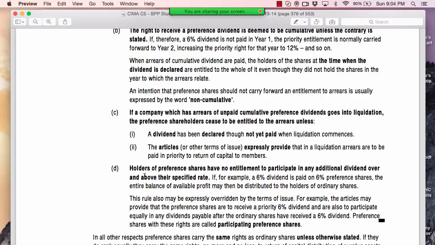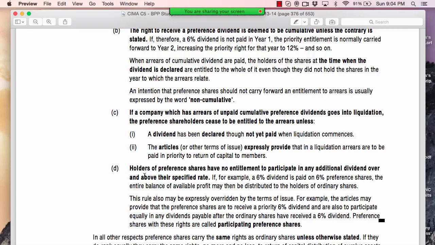Wasn't it liquidation preference? If a company has arrears of unpaid cumulative preference, it means that they don't pay the preference dividends, and all of those dividends are accumulated because the person didn't get it because they couldn't pay it. Basically, it's added on, like say the 12%, which they still can't pay, it will keep on increasing. Dividends go into liquidation. How do they go into liquidation?